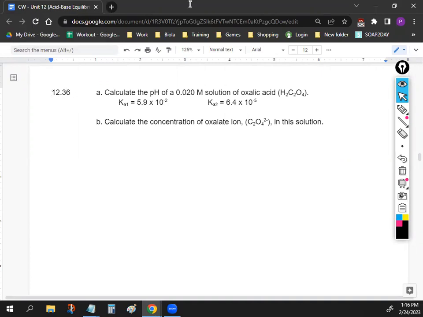Okay. So the one thing I do want you guys to know is that here, if you take a look at the Ka1 value, what do you notice about it? It's big. Yeah, it's relatively very big. So hopefully you used your quadratic equation. If not, that's okay. But anyway, let's start going over it.